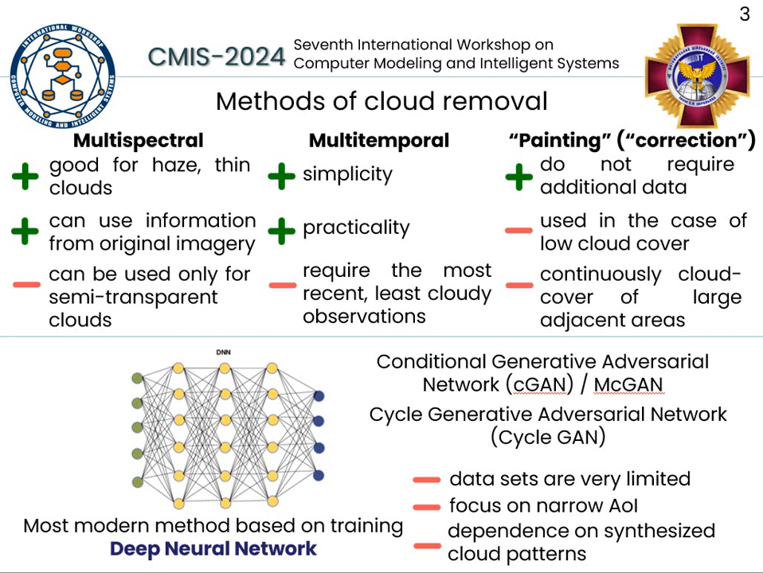The other, correction approaches, fill in damaged fragments using surface information from clear parts of the same satellite image. Some of them don't require additional data but achieve good results only in case of low cloud cover.